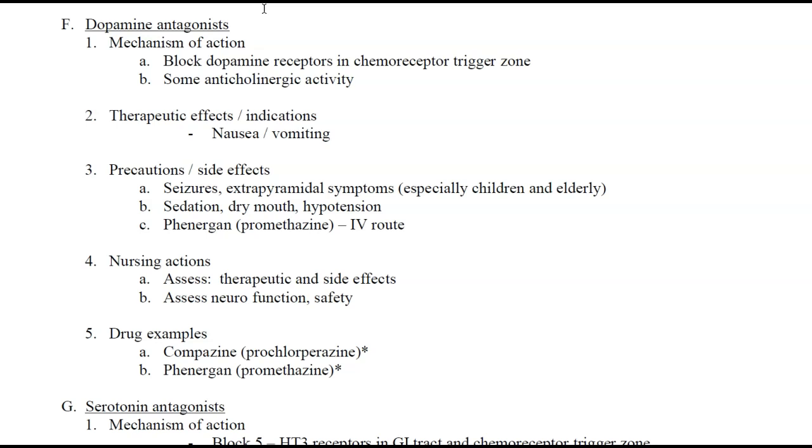So this medication's side effects can include seizure and extrapyramidal symptoms, especially in children and the elderly. So what are those? These are dystonic reactions. These are characterized by involuntary contractions of muscles of the extremities, face, neck, abdomen, pelvis, or larynx. So basically, involuntary movement of the muscles.